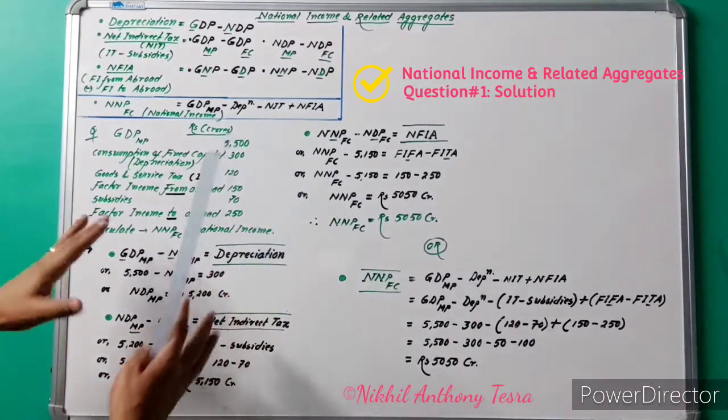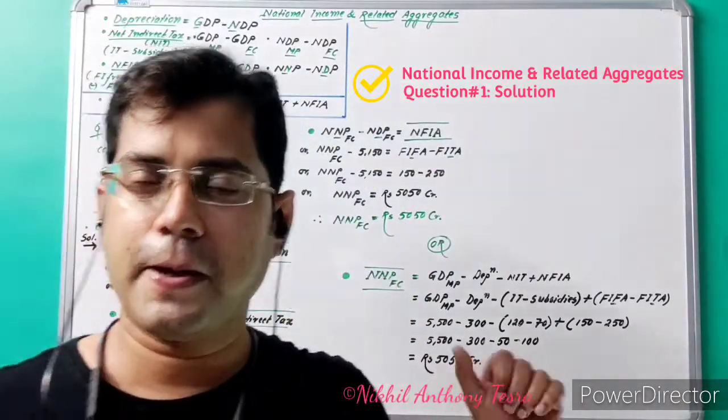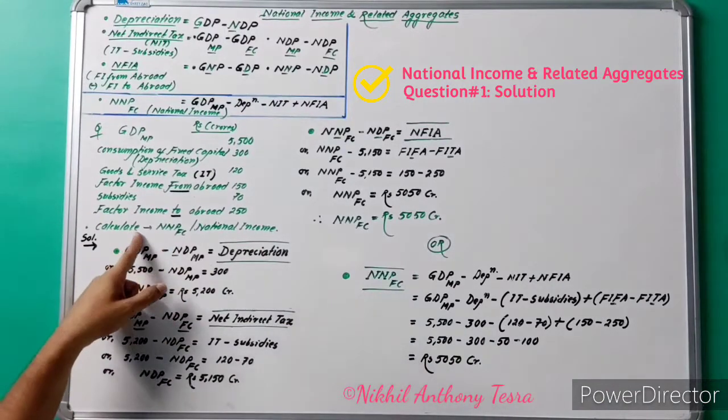Now this is one approach. Let's take the help of the second method. The second method is NNPFC. The question is asking for NNPFC, right?